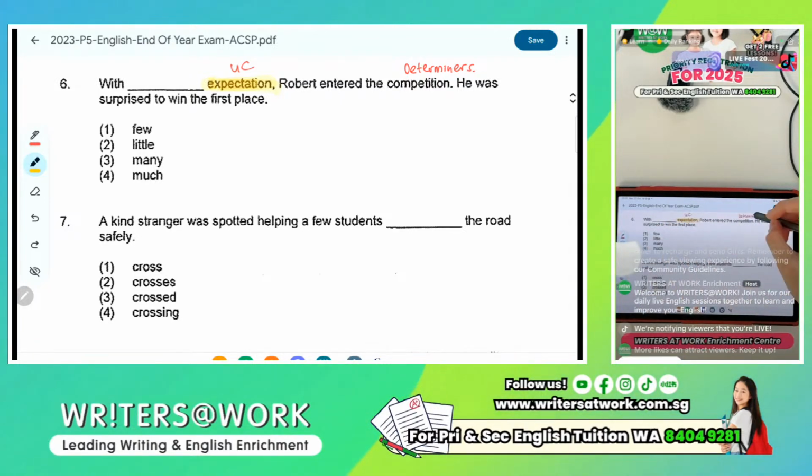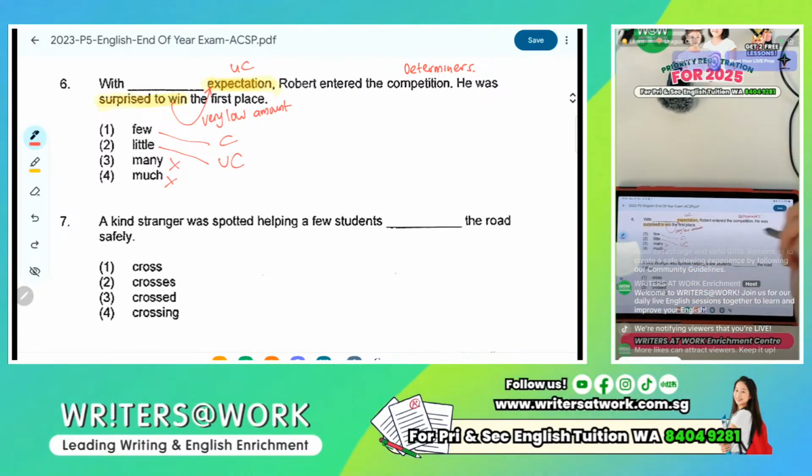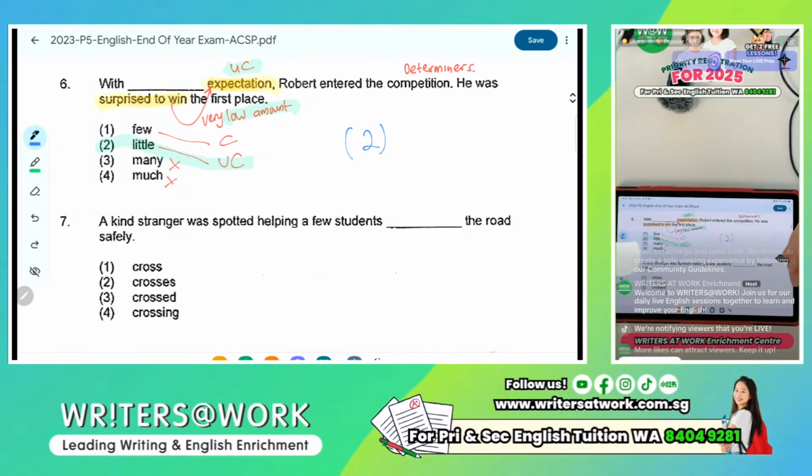Next, surprised to win. So this suggests that his expectation is a very low amount. So looking at the options available, I will ignore option 3 and 4. Few here is used for countable objects, while little is for uncountable. So in order to fulfill my condition of a small amount that is uncountable, the option that I have is number 2, little.